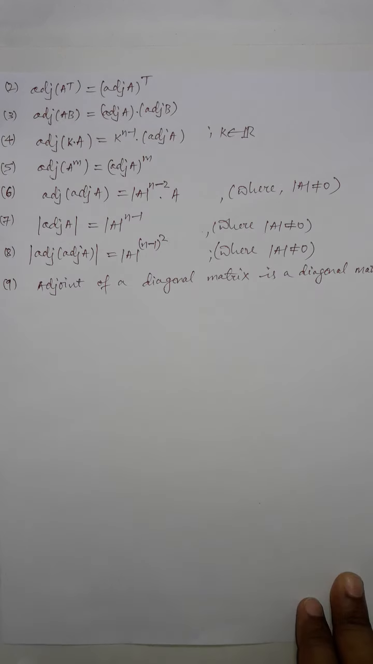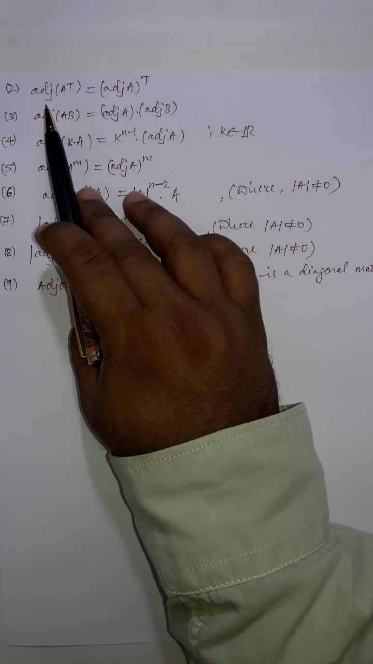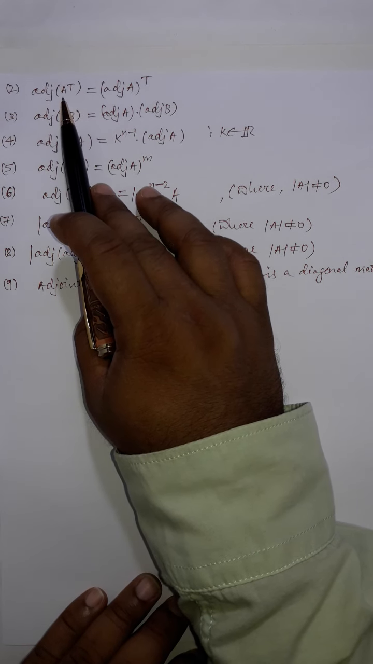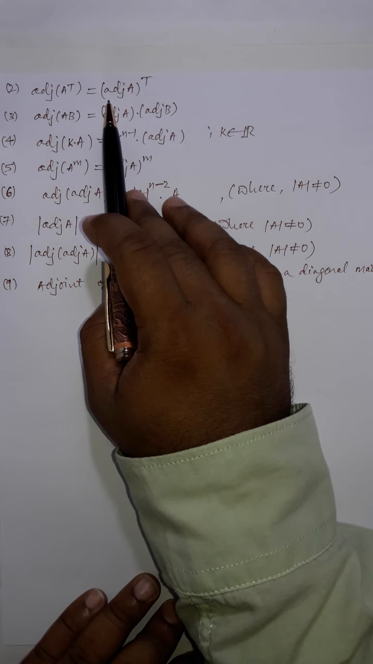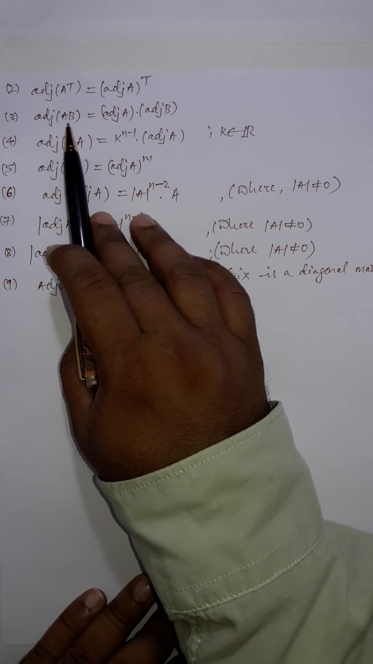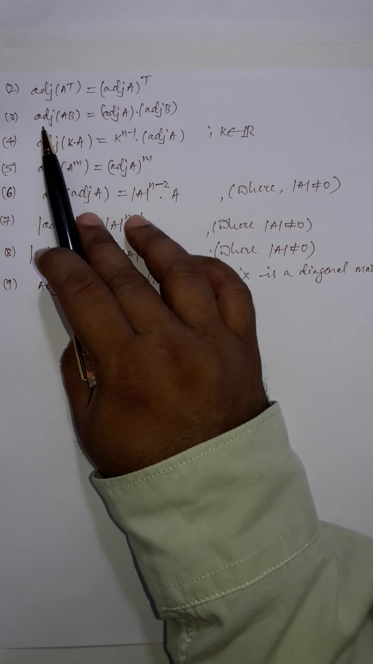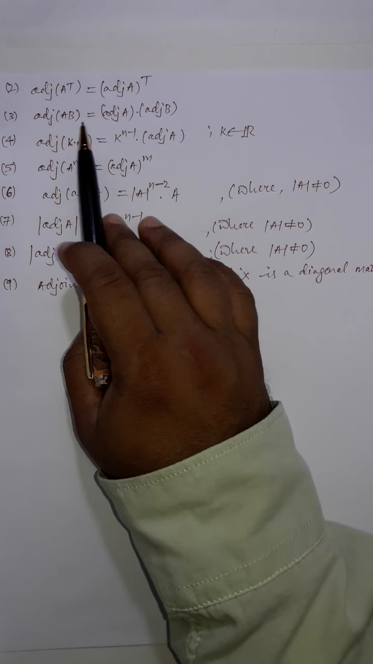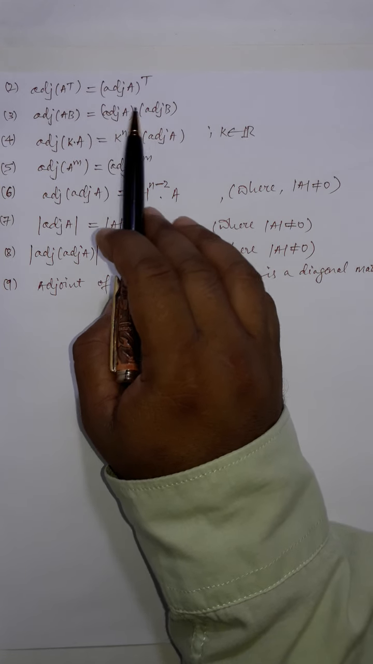Now, come to the second property, friends. The second property says that the adjoint of the transpose of a square matrix is equal to the transpose of the adjoint of that matrix. The third property says that if you are multiplying two matrices of the same order A and B and you are finding the adjoint of it, that means it will be equal to the product of the adjoints of the individual matrices.